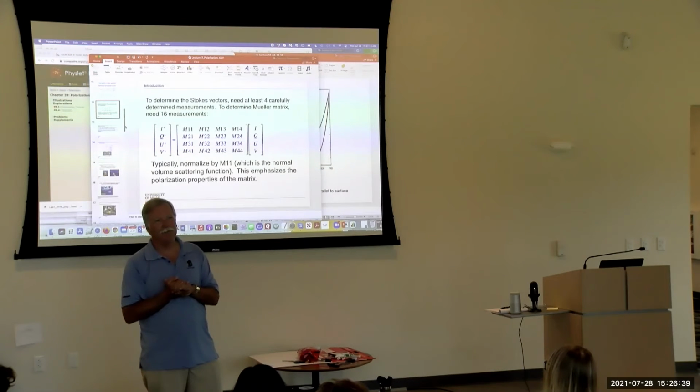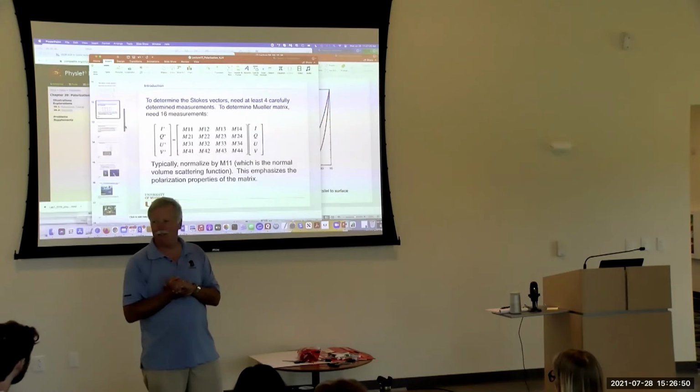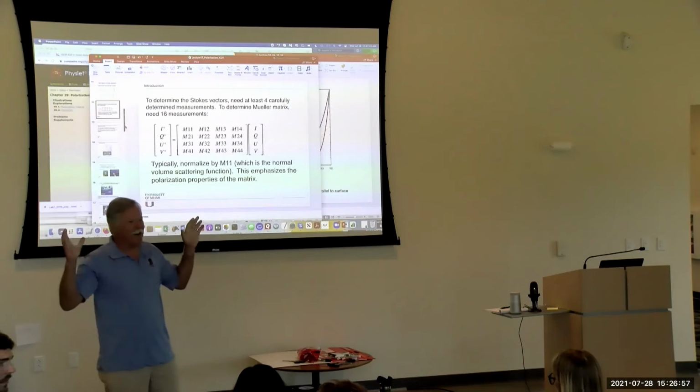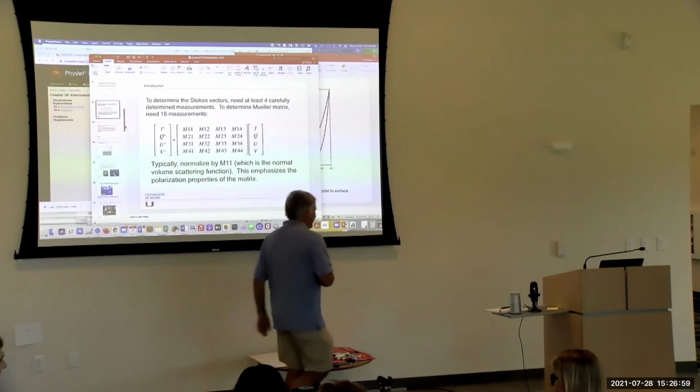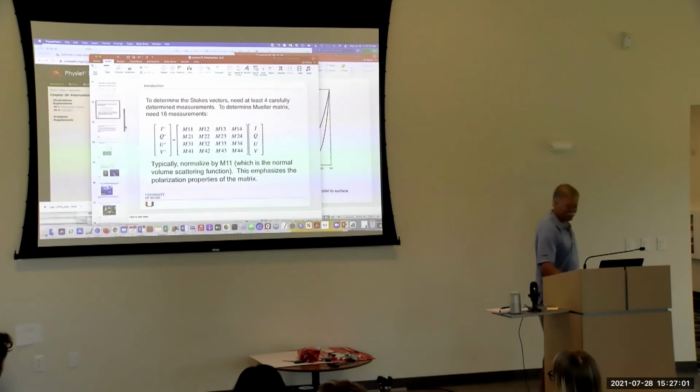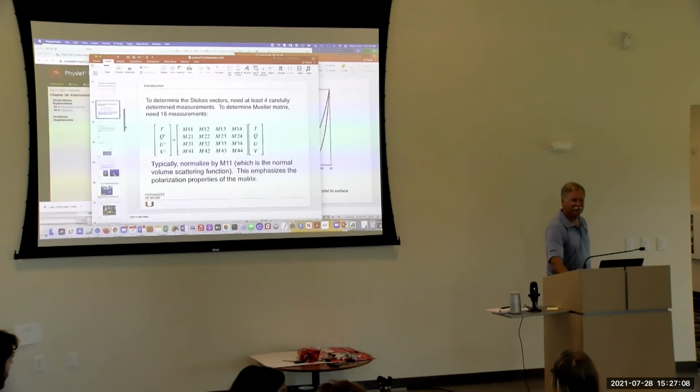I'm trying to think if anybody has made it's hard enough to make Mueller matrix measurements. I'm trying to think if anybody's done really spectral Mueller matrix measurements. I don't know of anybody who's done that. So there you are. There's a new place to look. Yeah, I can't think of anybody doing that. It's like I say, it's hard enough already. No. Even in the lab, I know. Yeah.